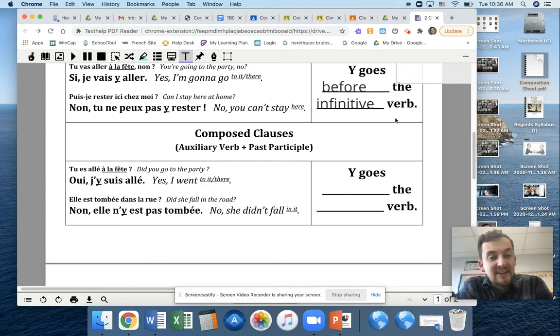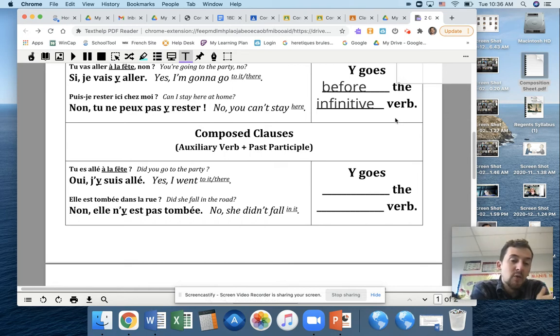Okay, second example. Elle est tombée dans la rue. Did she fall in the road? If you want to say, again, in the negative, no, she didn't fall in it, or no, she didn't fall there, you can say, non, elle n'est pas tombée dans la rue, or you can say, and putting the Y in there, try it, non, elle n'y est pas tombée.